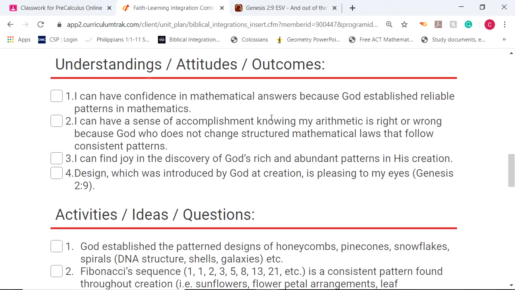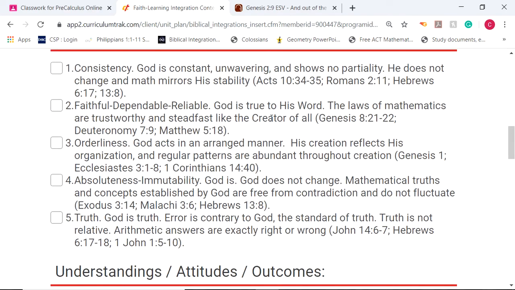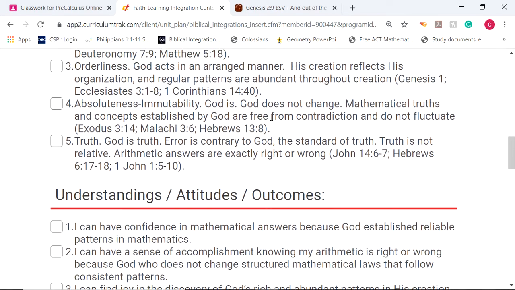And so we talked about what were the characteristics of God that are also shown in math that we can see play out when we work math problems that we can glorify God with. Well, we know God is consistent. And we see that through his word and through math. We know that God is faithful. He's dependable. He's reliable. We know he's orderly. We know he's immutable. We know his truth. And we have all these verses that we talked about beforehand that showed it.